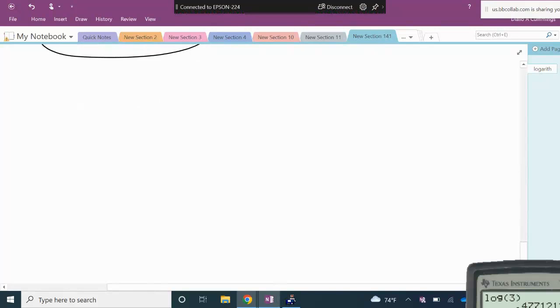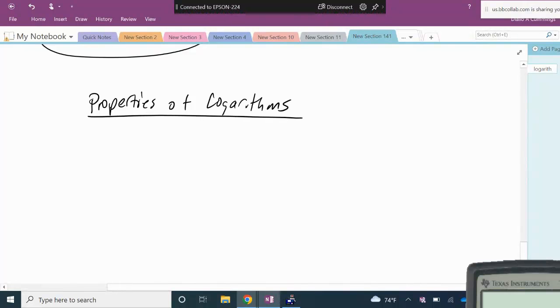Okay, next we're going to talk about the properties of logarithms. We're going to talk about the three properties: the product rule, the quotient rule, and the power rule. All right, so here is the product rule.